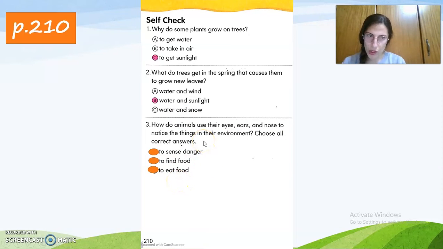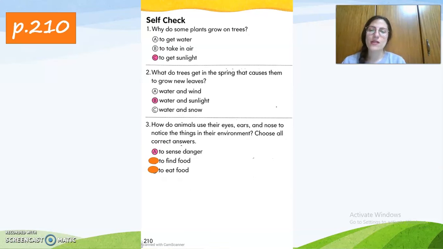I'm gonna read that one more time. How do animals use their eyes, ears, and nose to notice the things in their environment? Choose all correct answers. When they say choose all correct answers, it means we have more than one. And when they say notice, it means we have to use these senses, the eyes, ears, and nose, to observe the things around us. A, to sense danger. B, to find food. C, to eat food. What do you guys think?